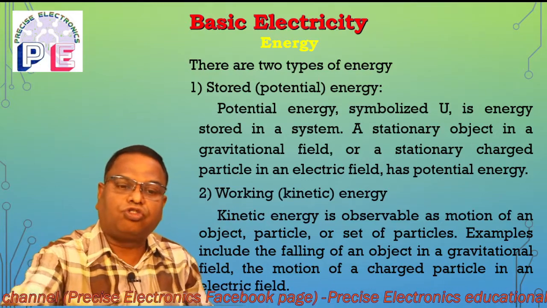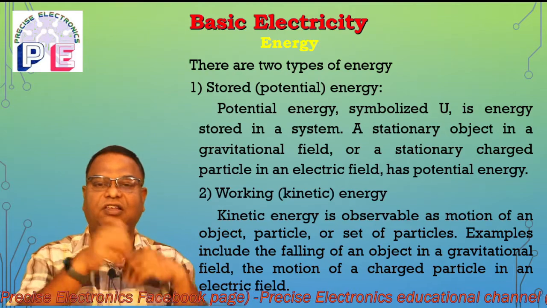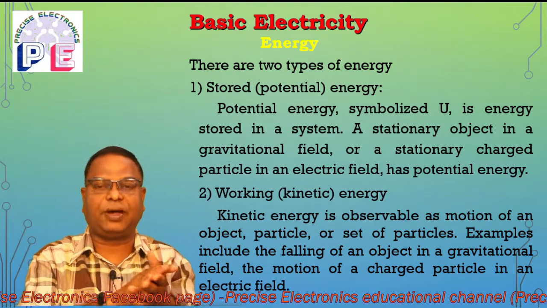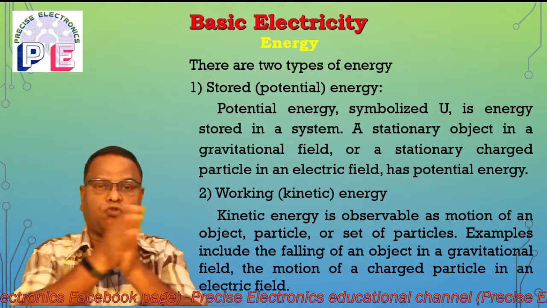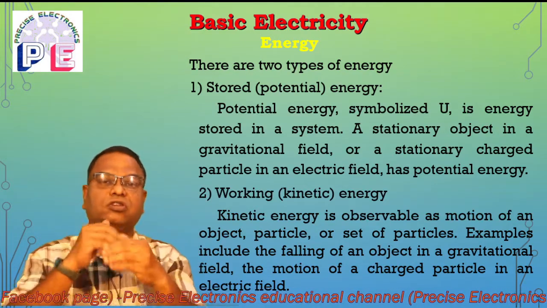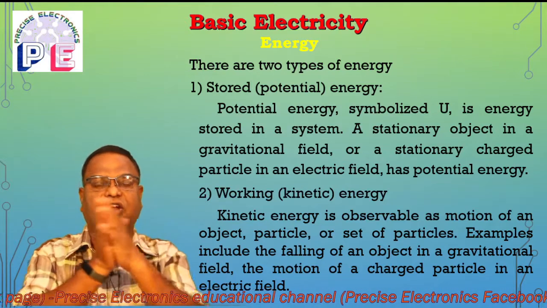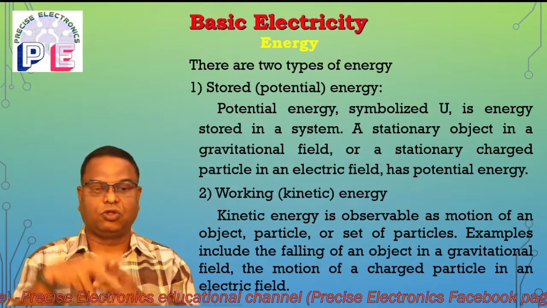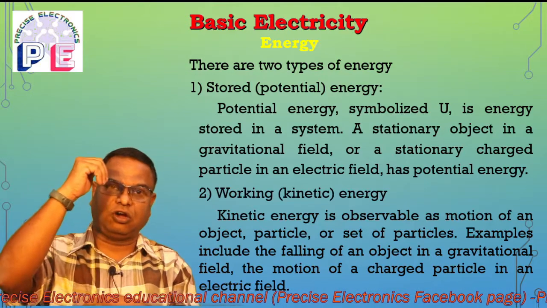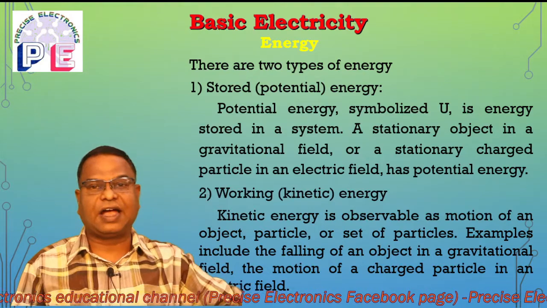Or the motion of a charged particle in an electric field. When the supply, the battery potential, is applied, the electrons try to move from one place to another. So current conduction takes place, and when the current flows, kinetic energy is generated. The stored energy is converted to kinetic energy. A moving object or the falling of an object in a gravitational field generates kinetic energy.